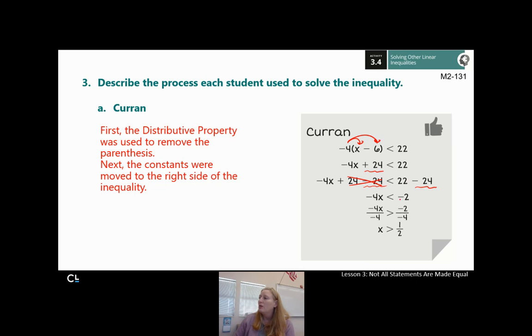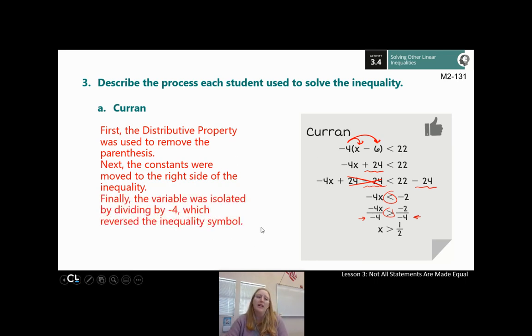So 22 minus 24 is a negative 2. And then, of course, the last thing he did was it looks like he divided by a negative. Dividing by a negative means you got to switch that inequality. You got to reverse that inequality. So finally, you've isolated the variable by dividing by negative 4, which reversed our inequality symbol. So well done, Karan. Well done.